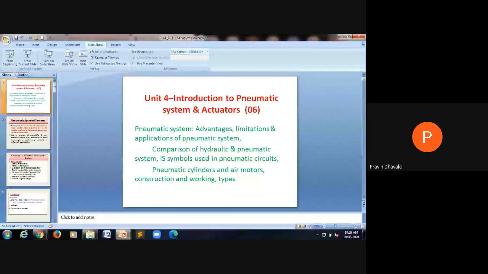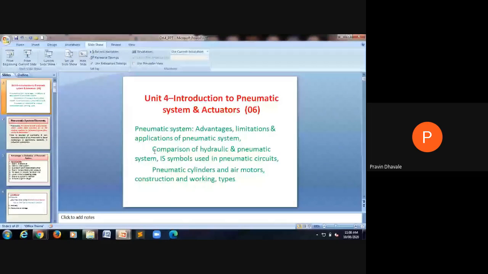It will be used in industry to carry out different operations, right? At the same time, it will be utilized to carry out automation in industry. So for industrial applications and automation purposes, we are using the pneumatic system. So in this way, we covered the first unit, the pneumatic system, its advantages, limitations, applications, and comparison.